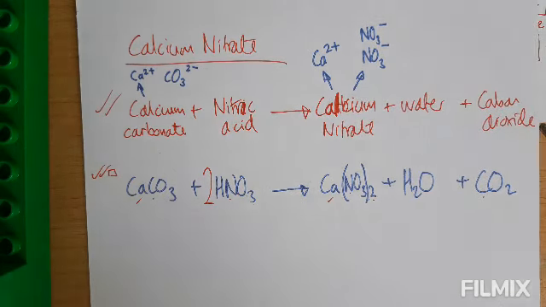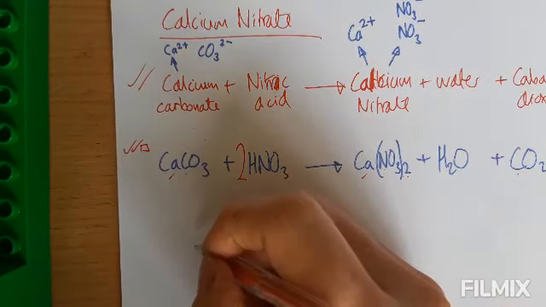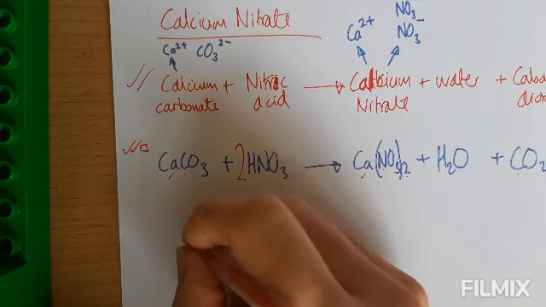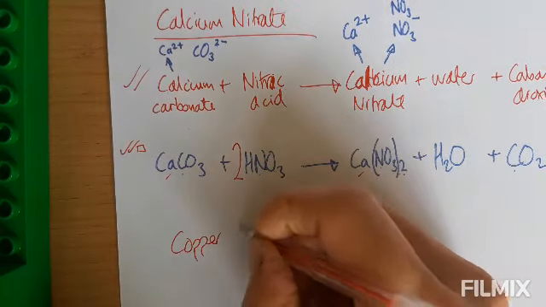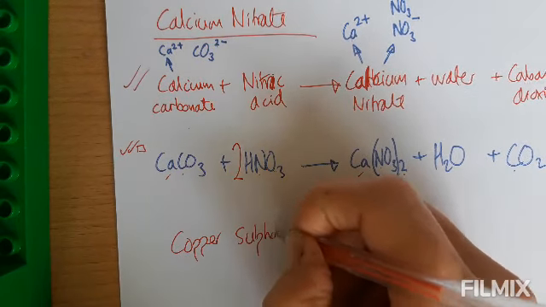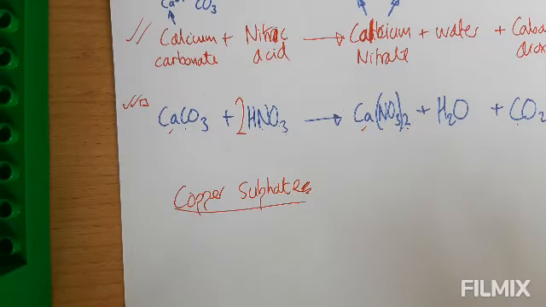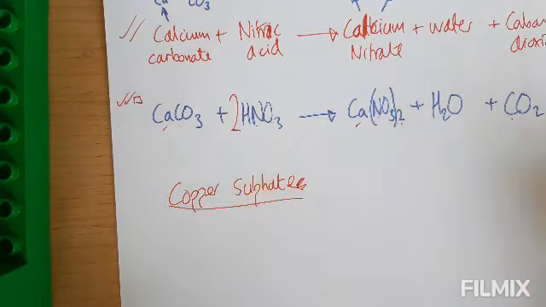I was going to say, we've done one with a metal oxide and one with a metal carbonate. We're going to make a salt now using a metal hydroxide. Somebody rings up and they want you to make some copper sulfate. Copper sulfate, very common salt to make in schools.